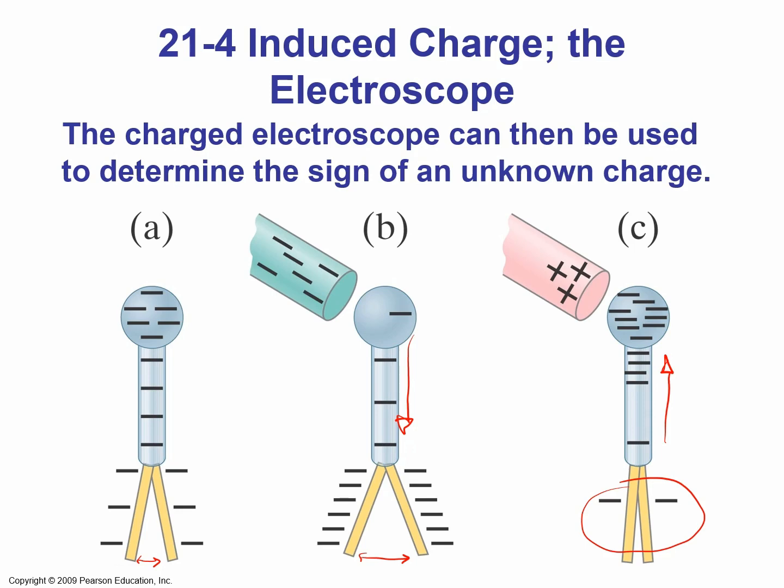And if, of course, nothing happens to the separation of the gold leaves down there, we will figure out that this is not a charged object getting close to the electroscope. That's the way the electroscope is used to determine the sign of an unknown charge.